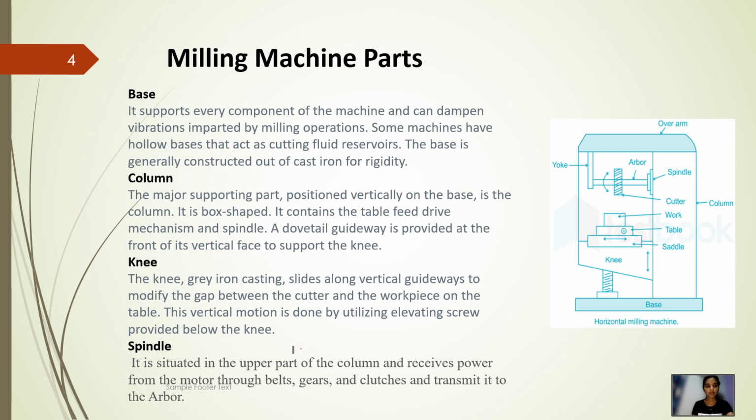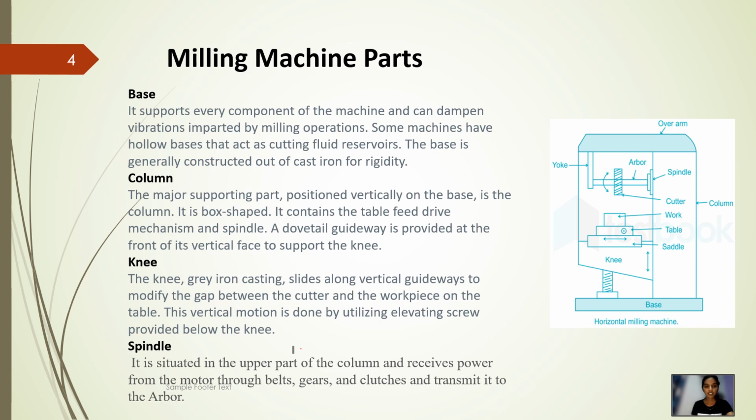First one, base. It supports every component of the machine and can dampen vibrations imparted by milling operations. Some machines have hollow bases that act as cutting fluid reservoirs. The base is generally constructed out of cast iron for rigidity. The second one, column. The major supporting part positioned vertically on the base is the column. It is box-shaped. It contains the table feed drive mechanism and spindle. A dovetail guideway is provided at the front of its vertical face to support the knee.